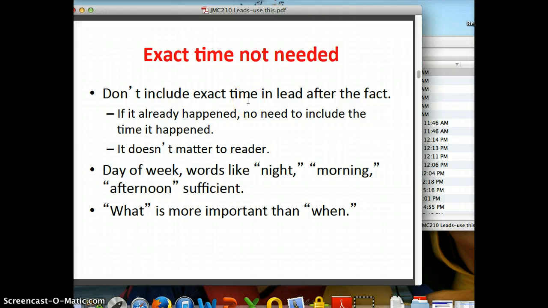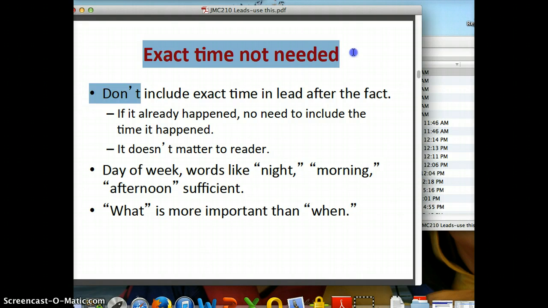Okay, now this is one of my pet peeves. In the lead, you do not need the exact time if something already happened. If it already happened, in the lead, you do not need the exact time.